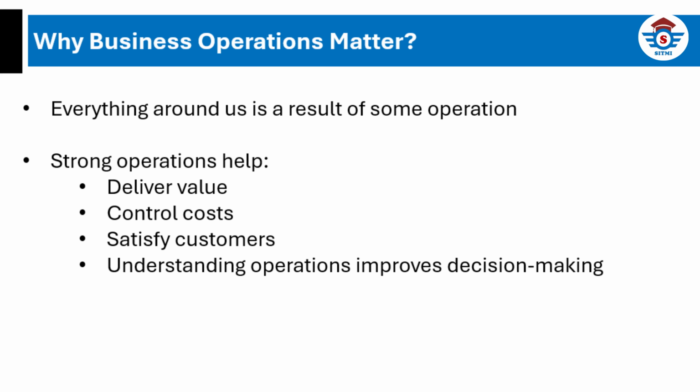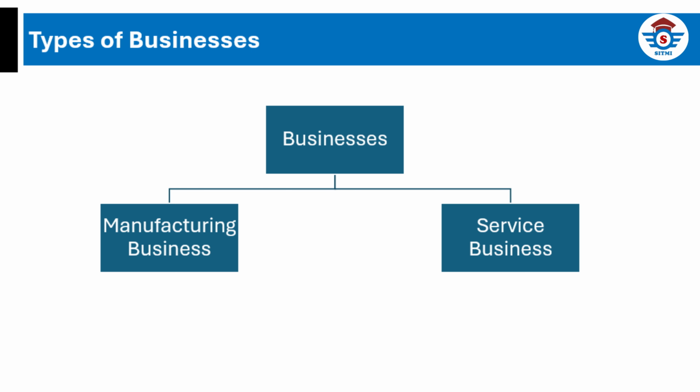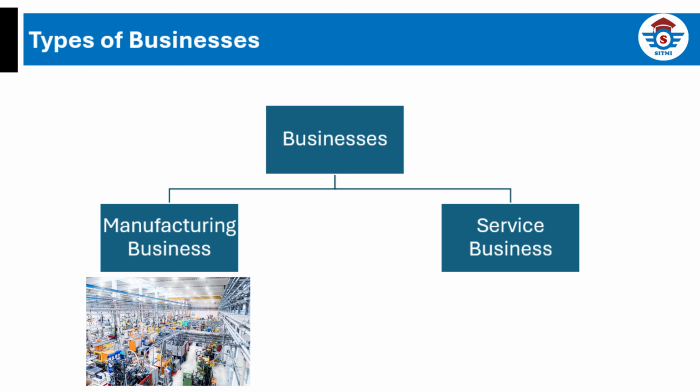Let's now talk about an important aspect in this session, which is the types of business. Broadly, businesses are classified into manufacturing and services. Manufacturing businesses focus on making physical products. For example, a car company that converts steel and components into vehicles, or a factory that produces mobile phones. In such businesses, operations include sourcing raw materials, production planning, quality checks, and inventory management.